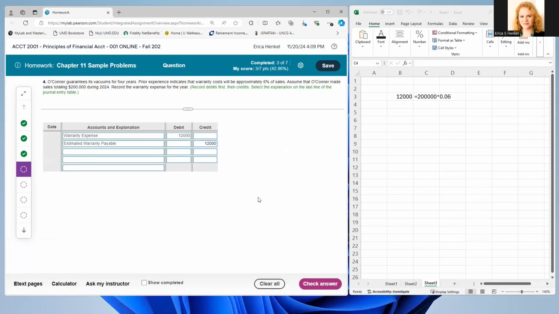Noting here, by the way, that we are recording the expense now. So when we pay out for warranties or refund them for something, we would want to apply it against the payable, not record additional warranty expense. Keep in mind that when you pay out for a warranty, whether it's cash or replacement goods, you're going to want to debit estimated warranty payable to relieve that liability, and then credit either cash or merchandise inventory, whichever you use to pay for that. So here we are going to accrue our warranty payable.